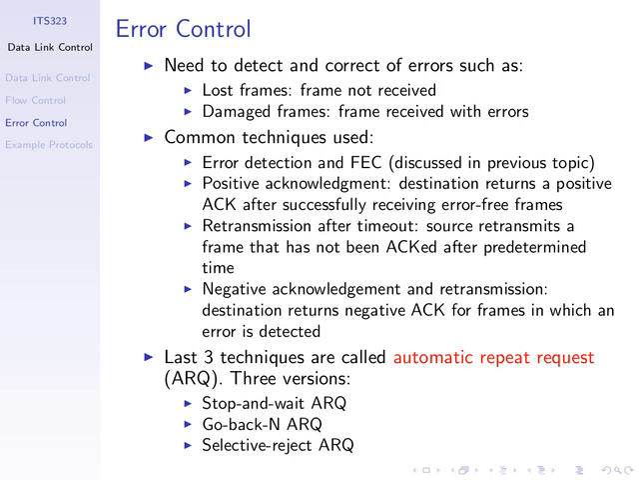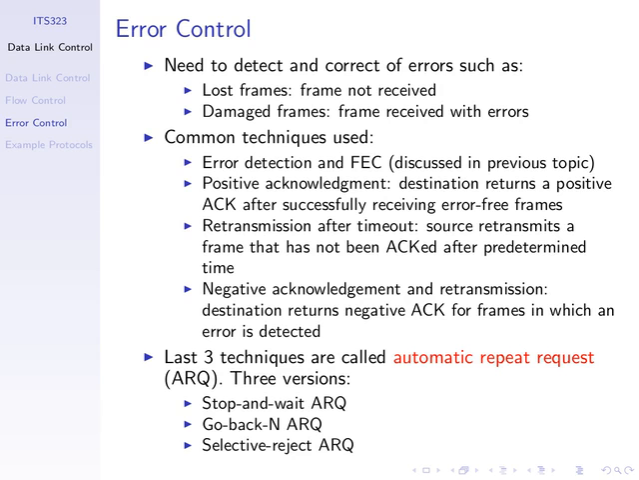So often we have errors, we need to detect and correct them. In terms of frames and data link layer protocols, we don't focus so much on bit errors, we talk about frame errors. We receive a frame, if some bits are in error, we can say that that frame is damaged. We've received it, but it's not correct. We need to fix that case.